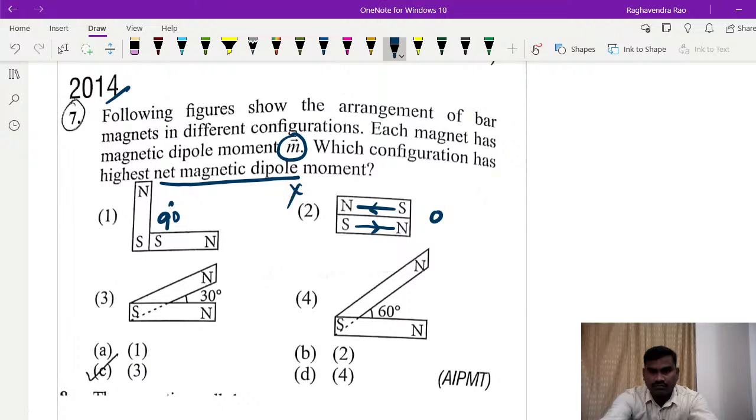Cos 30 is greater than cos 60, so out of these two we go with 30. Cos 30 is root 3 by 2 and cos 60 is 1 by 2. That is the reason 2 will cancel and an extra root 3 will come, so in this case the magnetic moment is maximum. By using that equation we can calculate the resultant magnetic moment in all four options and find in which option the magnetic moment is maximum. Okay.